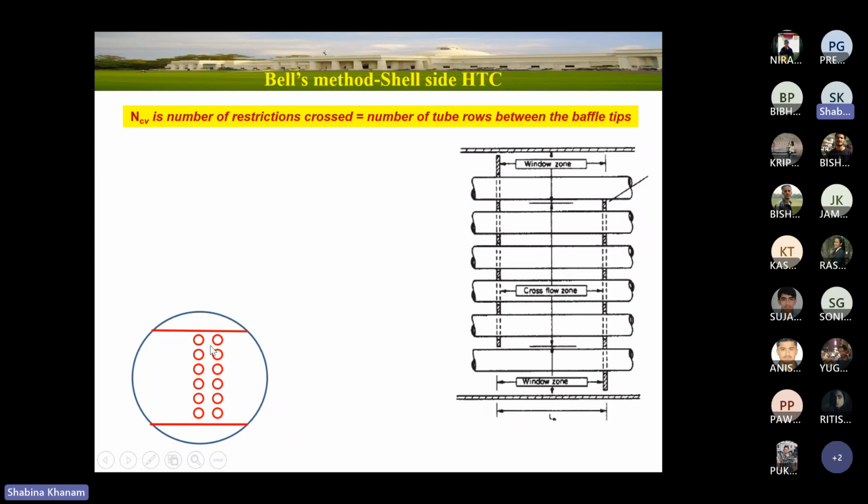NCV you can calculate like this. Here I have only shown these circles to make you understand the NCV. However, for an actual system we need to calculate this NCV using this expression. When we consider this, NCV is equal to (DB minus 2 HB) by PT dash. Okay, just 1 minute.